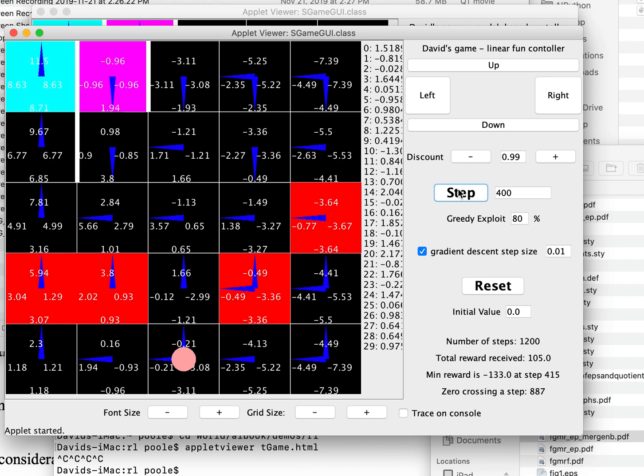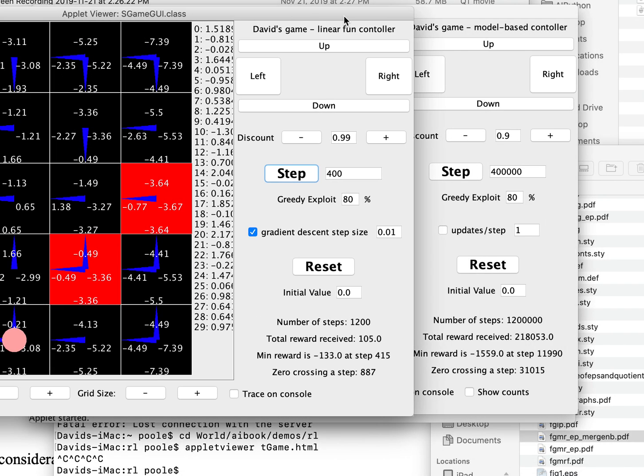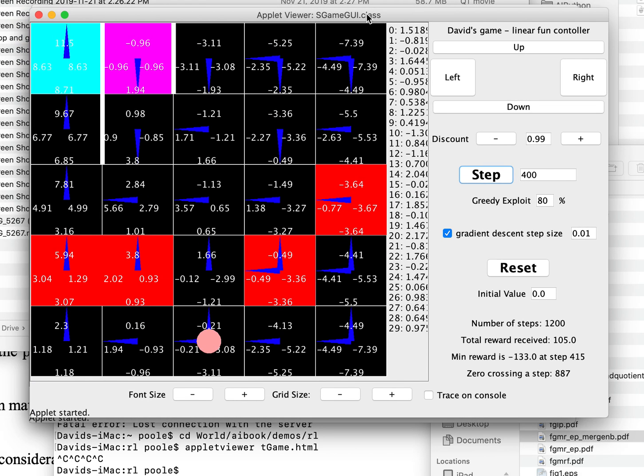And now it's going to learn a lot faster. The minimum reward was minus 130 at step 415, and the zero crossing was at 800. Imagine the reward goes down then up, and where it crosses zero. Here it's at 887, but in the model-based controller it was 31,000. And the Q-learning was actually worse than that.